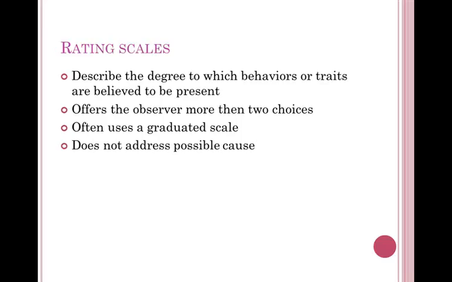It differs from a checklist because you have more than two choices. Again, with the checklist you could check yes or no, present or not present, observed, not observed. With a rating scale, you have more than two choices, typically 5 to 7. It often uses a graduated scale. So if we think of our grades as a graduated scale.